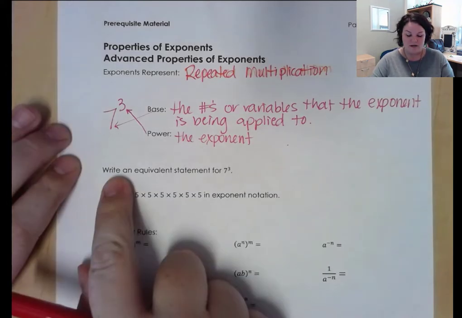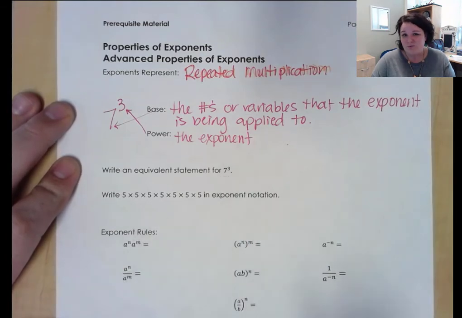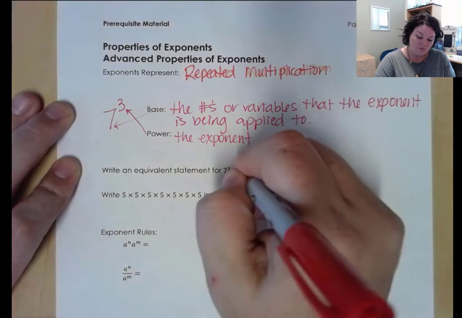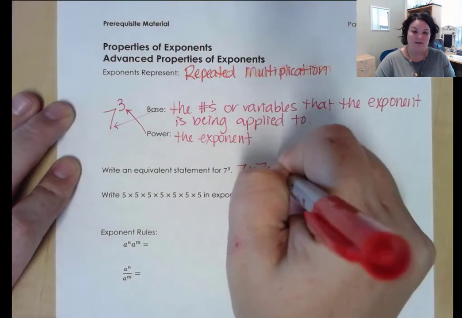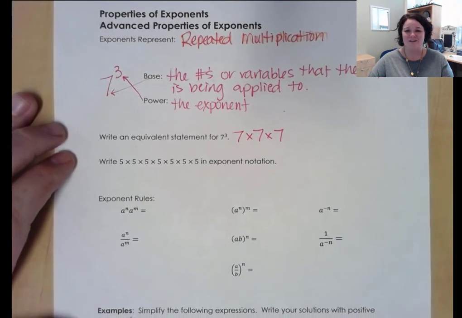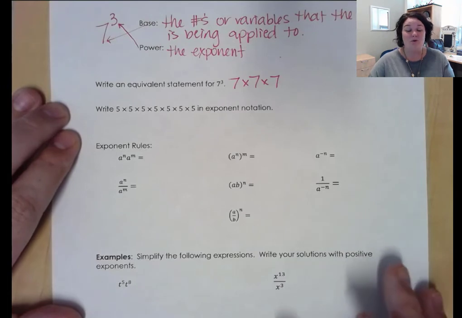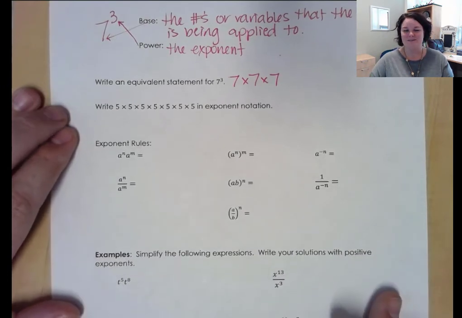All right. So if I want to write an equivalent statement for 7 to the third power, all that's really asking me to do is write out that repeated multiplication. So this would really just be 7 times 7 times 7. I know for some of you this is really basic, but I want to make sure that I cover some things so that when exponents show up again in the future, we're not completely lost as to what we're supposed to do with them.